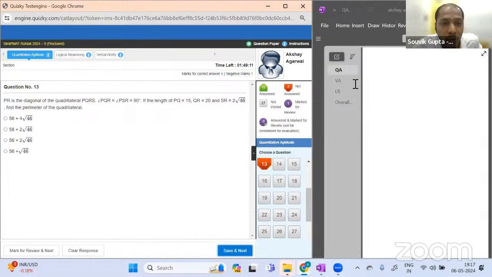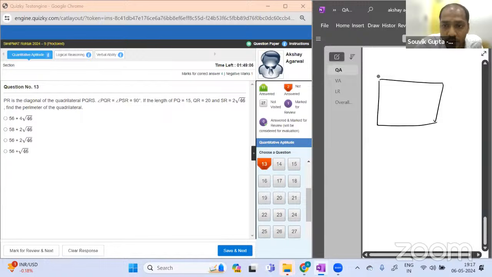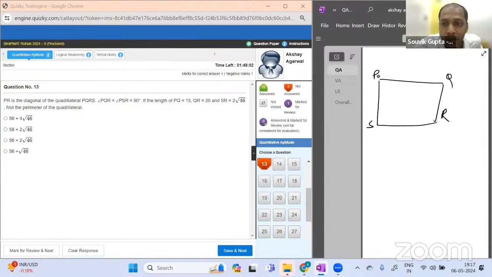PR is the diagonal of the quadrilateral PQRS. Angle PQR is 90 degrees, and PSR is 90 degrees, so it is a cyclic quadrilateral. PR is the diagonal. Length of PQ is 15, QR is 20, so PR is 25. And SR is 2 root 46. Find the perimeter of the quadrilateral.